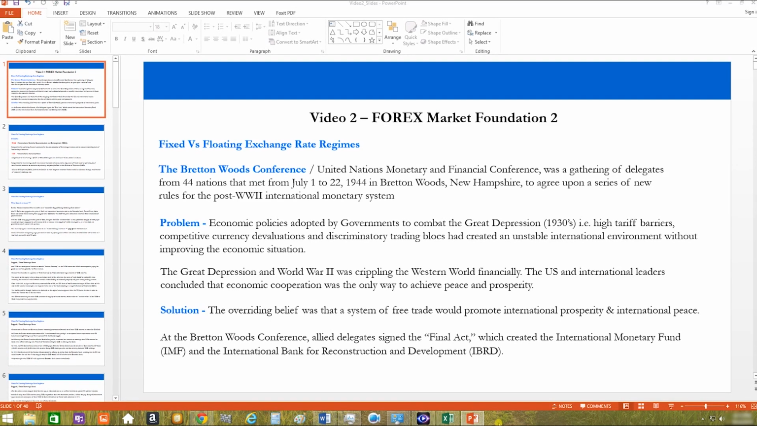Okay, so welcome back to the computer screen. What we're going to look at now is specifically we're going to be looking at fixed and floating exchange rate regimes. Now, the reason why we're doing this is really twofold.